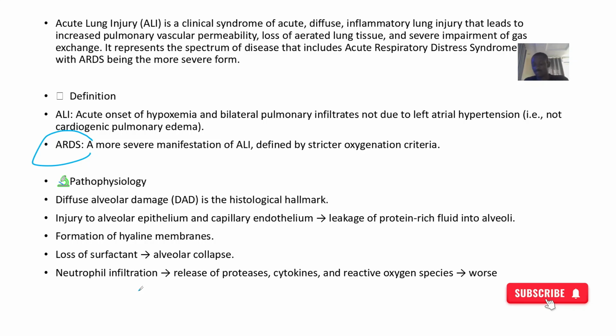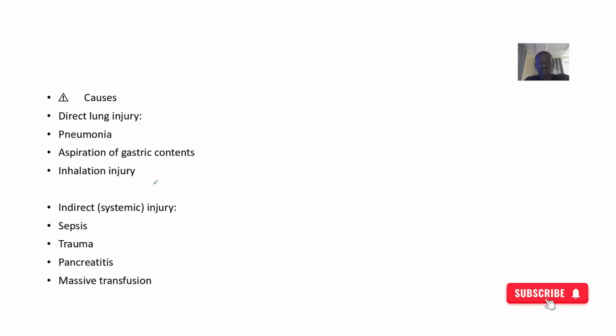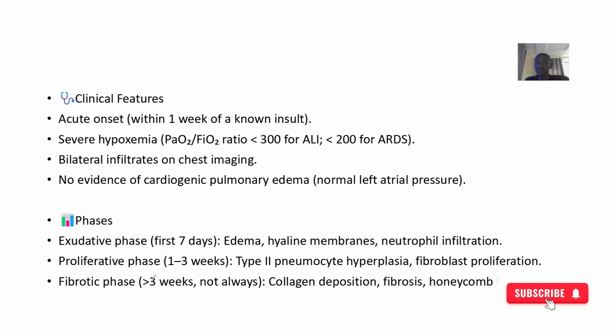the injury. Okay, so causes: you could have direct injuries like pneumonia, aspiration of gastric contents, inhalational injuries, while you can also have indirect causes from sepsis, from trauma, from pancreatitis, then also due to massive transfusion. Okay, so clinical features: if the onset is acute, you have very low levels of oxygen in the body. Alright, and bilateral infiltrates when you do chest imaging.